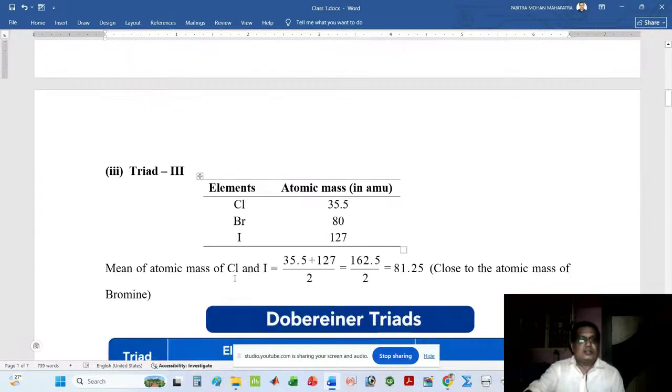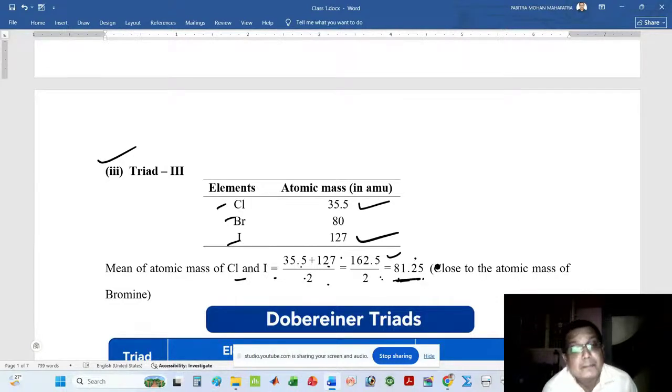Similarly, you can think about the third triad: chlorine, bromine, iodine. Atomic mass of chlorine is 35.5. Atomic mass of iodine is 127. Mean of atomic mass of chlorine and iodine means 35.5 plus 127 divided by 2. You can find that 162.5 divided by 2, that is equal to 81.25. Look at that. Here 81.25 is what? It is the mean of atomic mass of chlorine and iodine.